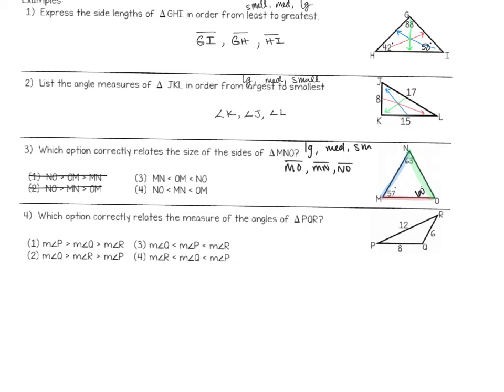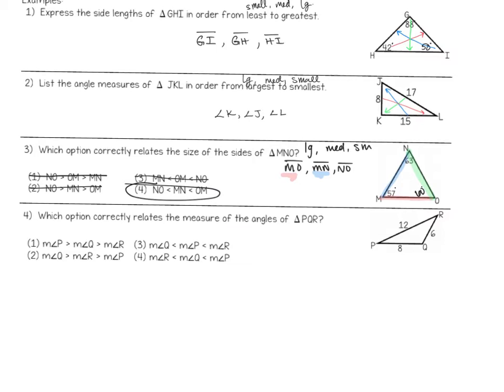Option 3 says MN is less than OM. Well, that makes sense. MN is my medium side. My medium side is going to be less than MO, which is my large side. So that makes sense. So far, so good. My other inequality says OM is less than NO. Well, that's not true. OM is my largest side. It's not less than my smallest side. So the only option that's left here is option 4.